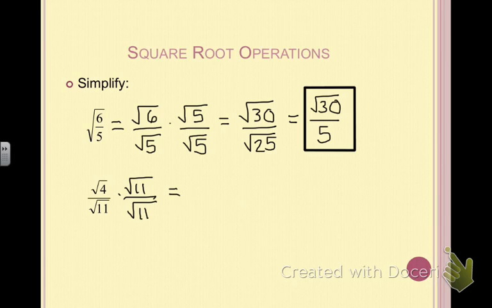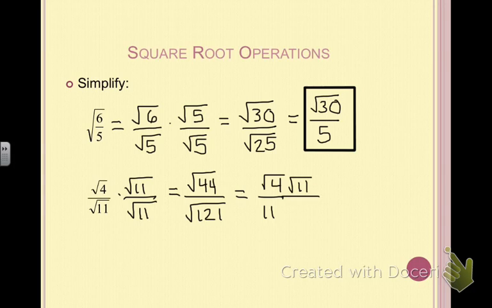This results in the square root of 44 over the square root of 121. The square root of 121 is 11, so we no longer have a radical sign in our denominator. And the square root of 44 can be simplified because 44 has a perfect square factor. The square root of 44 breaks into the square root of 4 and the square root of 11. Now, take the square root of the perfect square, which gives us 2, and leave the other factor 11 under the radical sign. This gives us a final simplification of 2 square roots of 11 over 11.